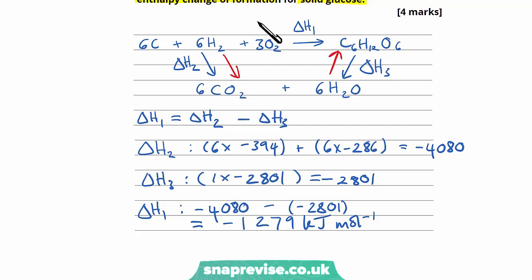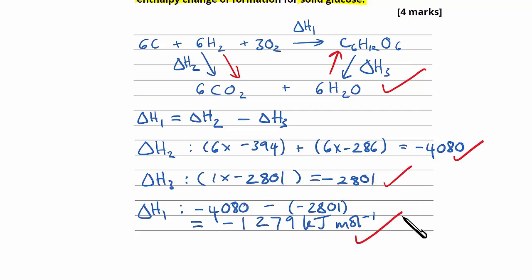1 mark is awarded for correctly constructing this diagram here, showing our reactants, our product, and the correct combustion products. The 2nd mark is awarded for calculating delta H2 correctly, the sum of the enthalpies of combustion of our reactants. The 3rd for delta H3, and the 4th for a correct overall answer.